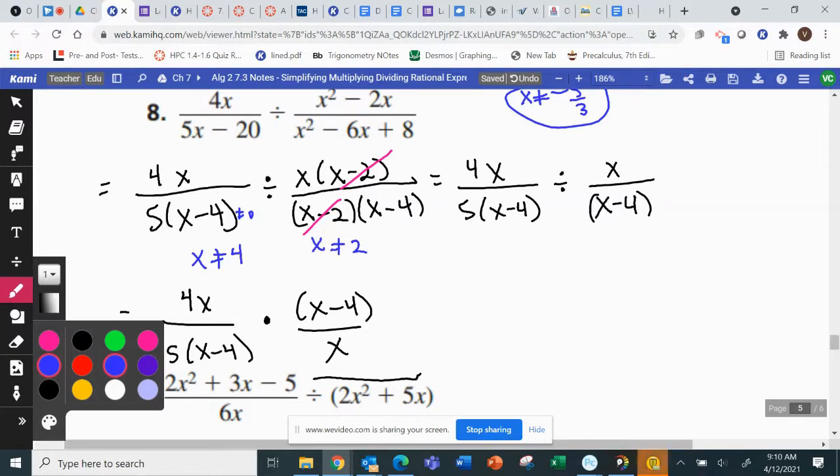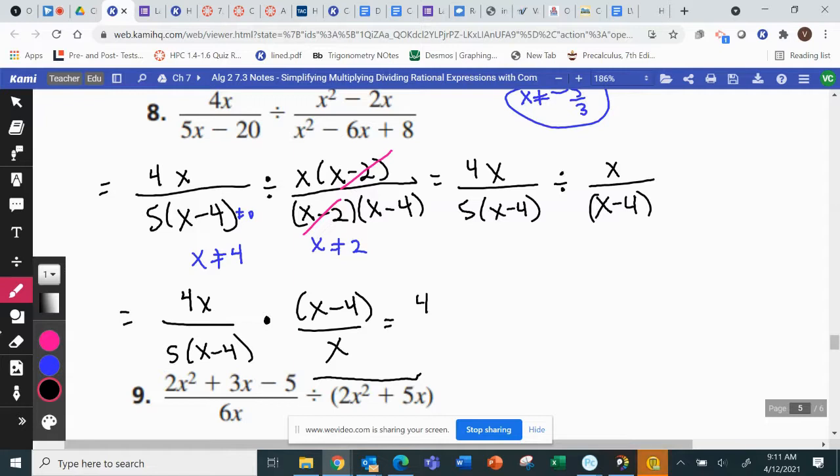Ariana, what do you think we should do now? Multiply straight across. Okay. So I'm going to have 4x times x minus 4 over 5x times x minus 4.